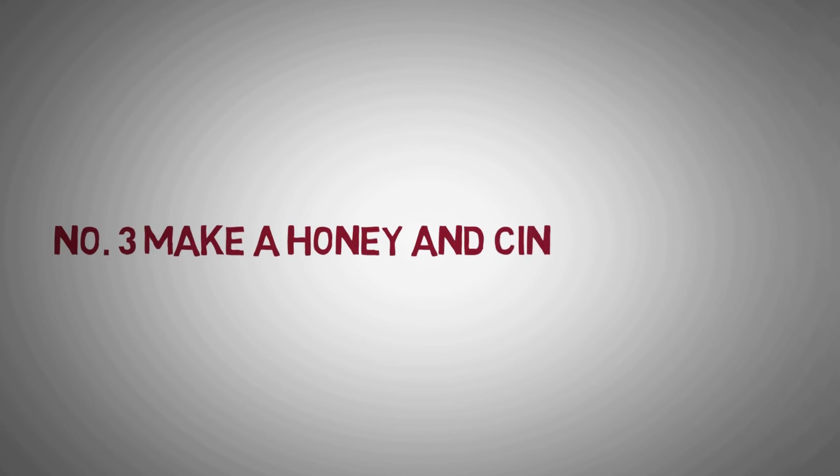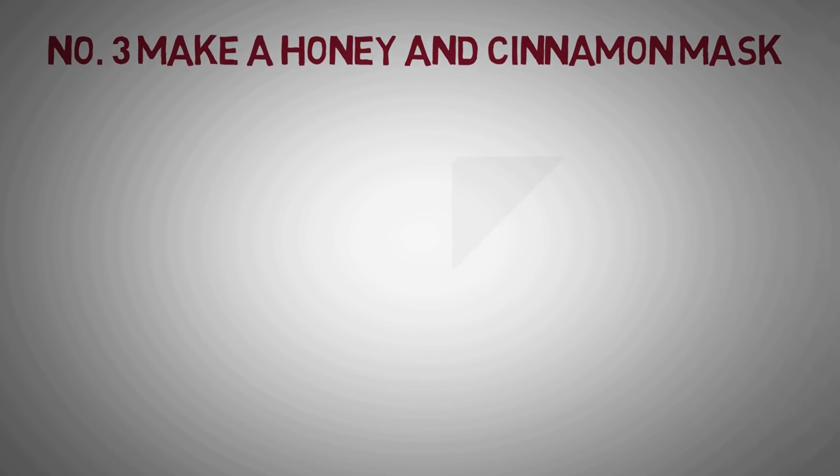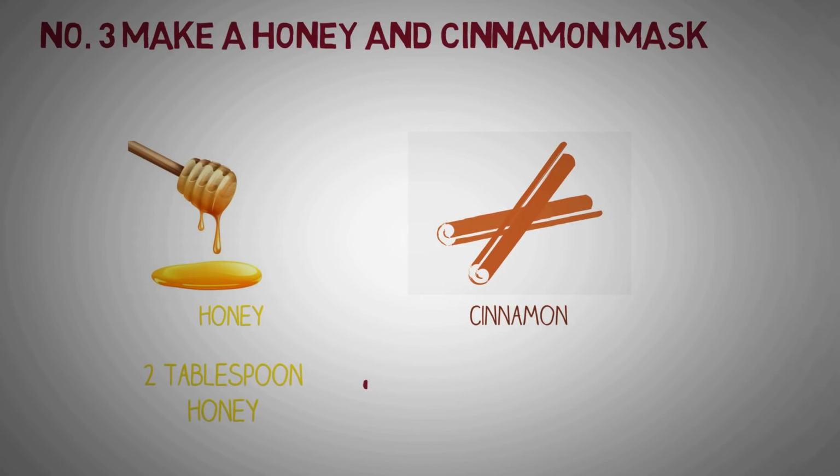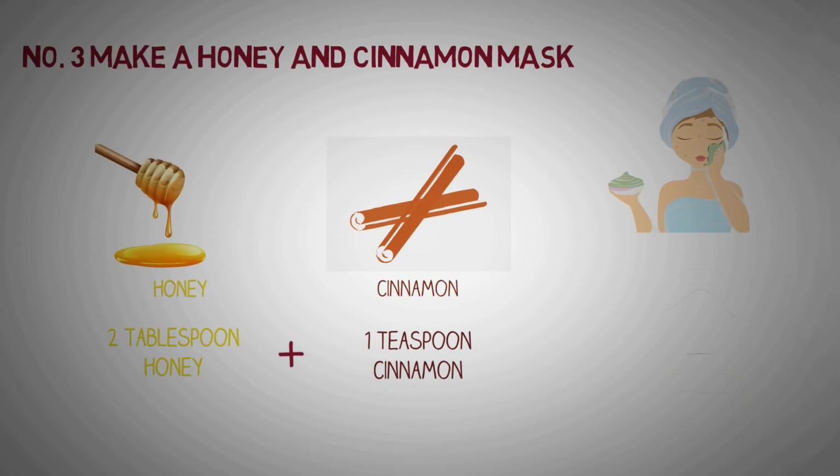Number 3 is to make a honey and cinnamon mask. Studies have found that applying antioxidants to the skin is more effective at reducing acne than benzoyl peroxide and retinoids. Honey and cinnamon also have the ability to fight bacteria and reduce inflammation, which are 2 factors that trigger acne. How to make a honey and cinnamon mask? You just have to mix 2 tablespoons of honey and 1 teaspoon of cinnamon together to form a paste. After cleaning, apply the mask to your face and leave it on for 10 to 15 minutes. Rinse the mask off completely and pat your face dry.